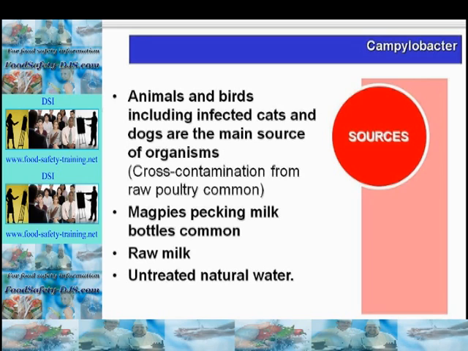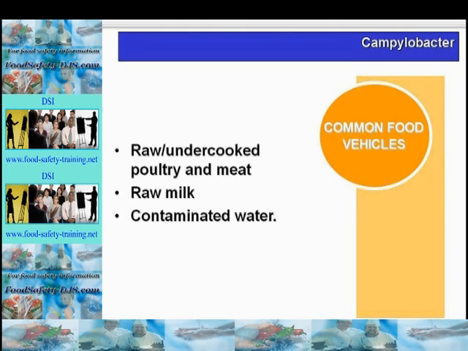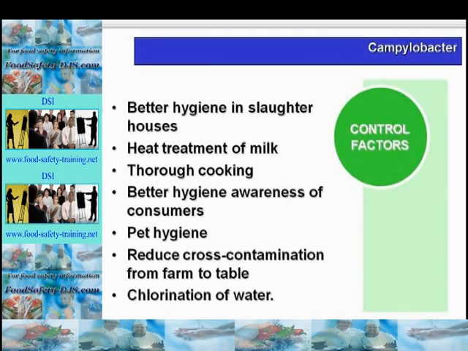Magpie-to-milk infection is common. Therefore, if you ever see milk bottles with the tops pecked, don't drink the milk because it's possibly been affected by Campylobacter. Also raw milk and untreated natural water. Common food vehicles include raw or undercooked poultry and meat, raw milk and contaminated water.